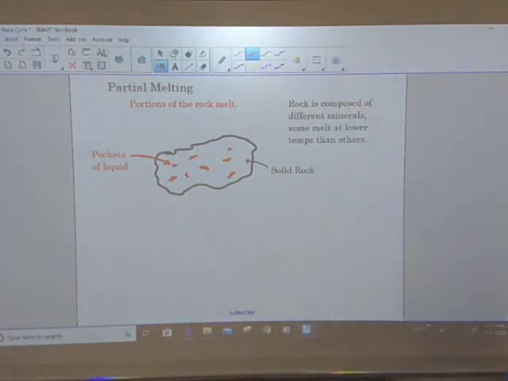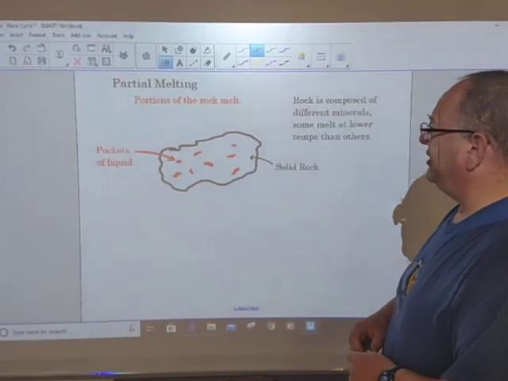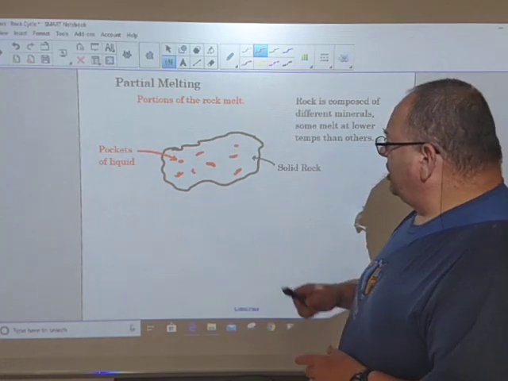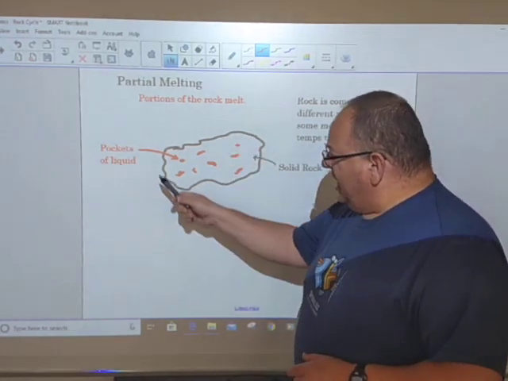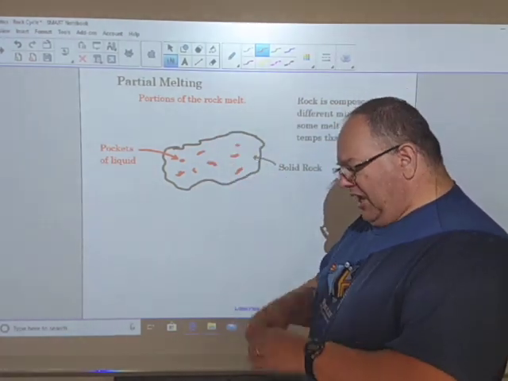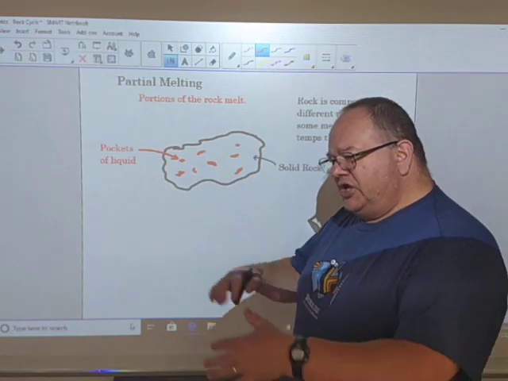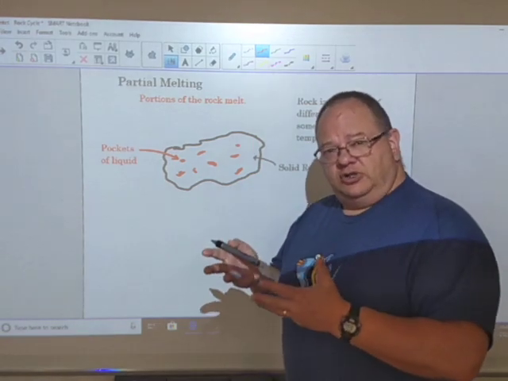All right. Two more things for us to look at today. One is called partial melting. Okay? So I want you to imagine that we have a mass of solid rock, and conditions of the earth are changing so that its temperature is gradually increasing.